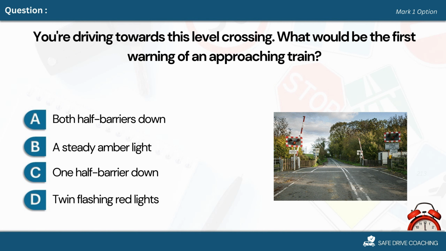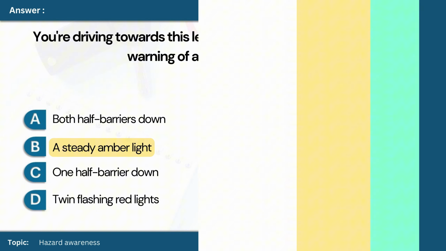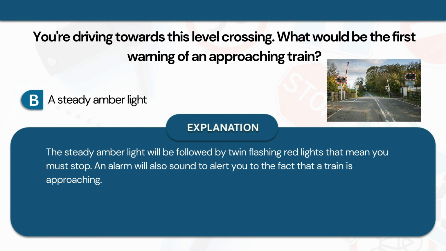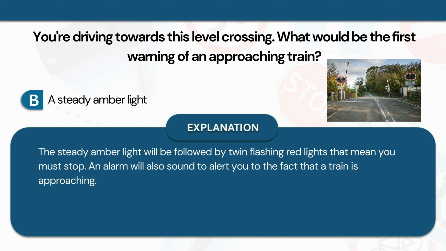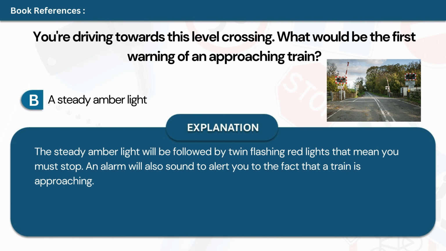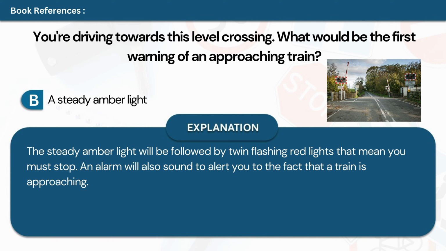The correct answer is B. A steady amber light. The steady amber light will be followed by twin flashing red lights that mean you must stop. An alarm will also sound to alert you to the fact that a train is approaching.